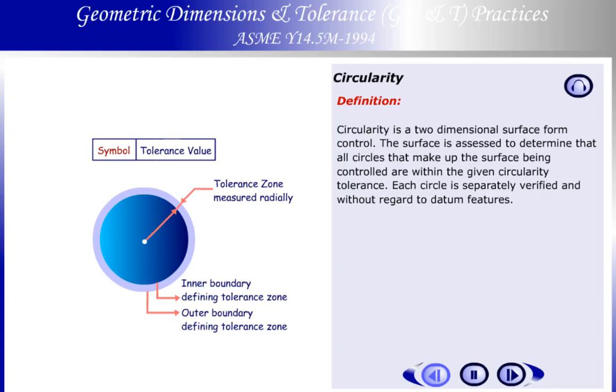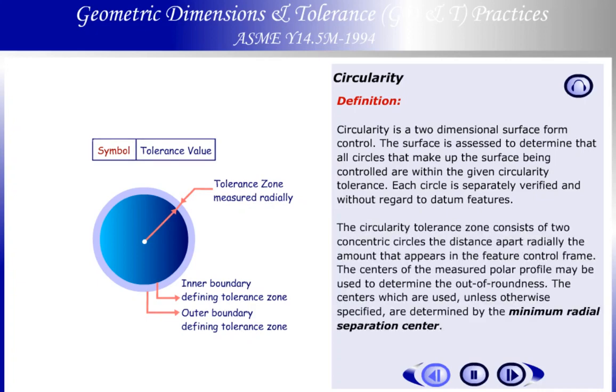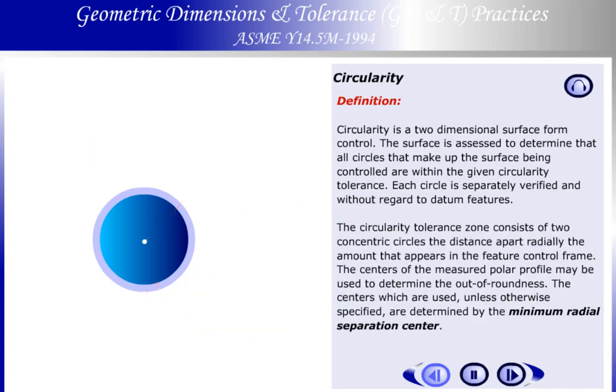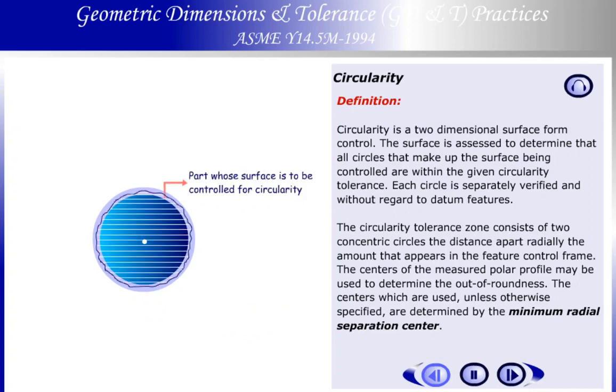The surface is assessed to determine that all circles that make up the surface being controlled are within the given circularity tolerance. Each circle is separately verified and without regard to datum features. The circularity tolerance zone consists of two concentric circles, the distance apart radially the amount that appears in the feature control frame.